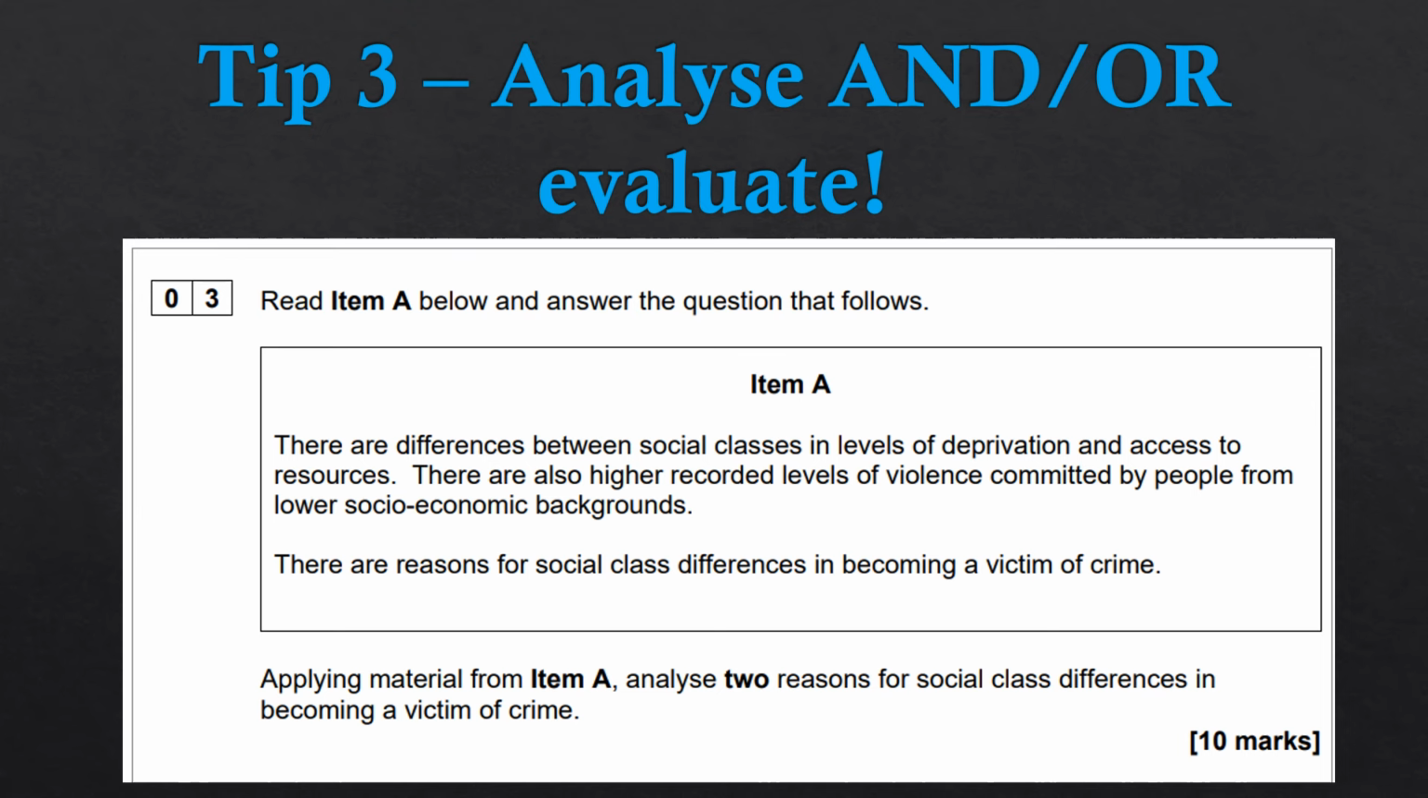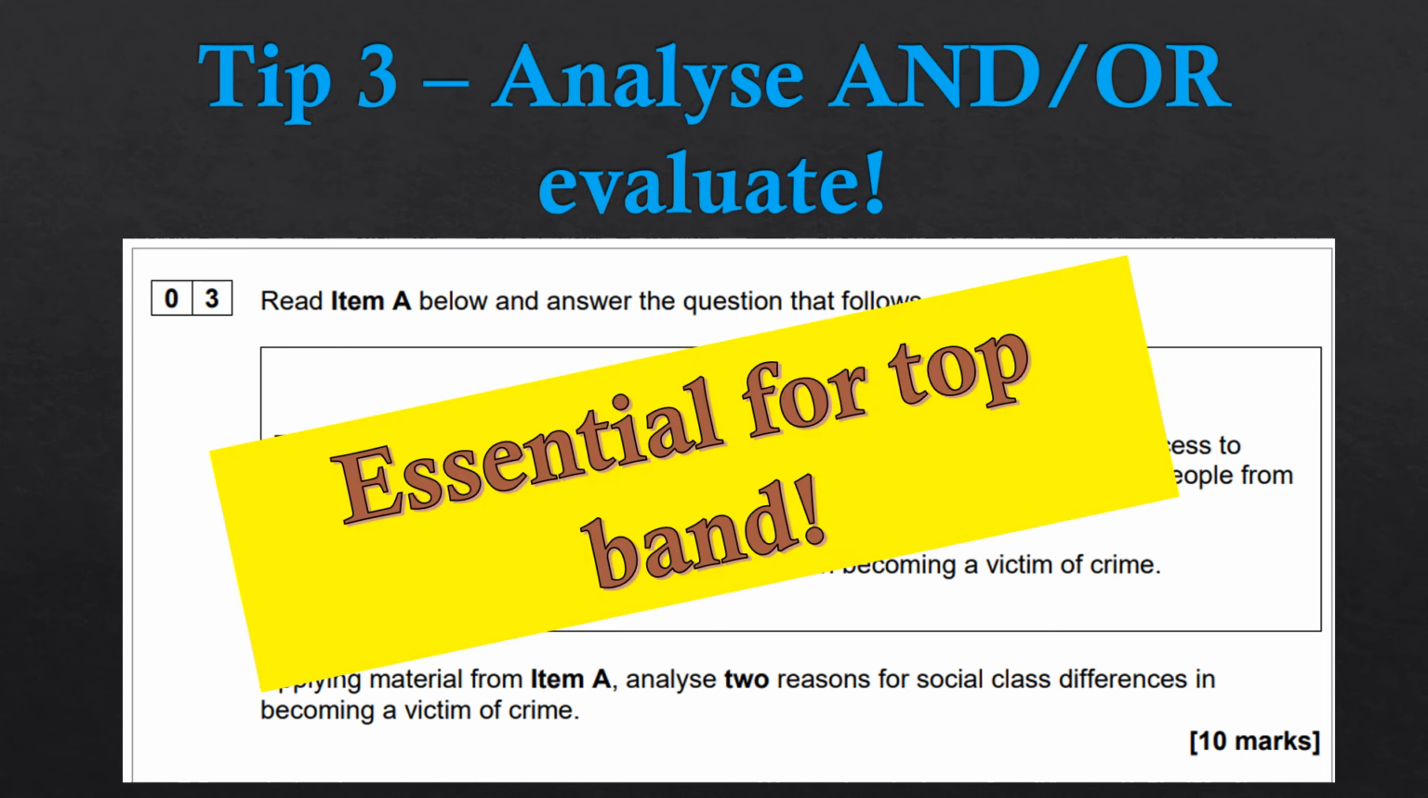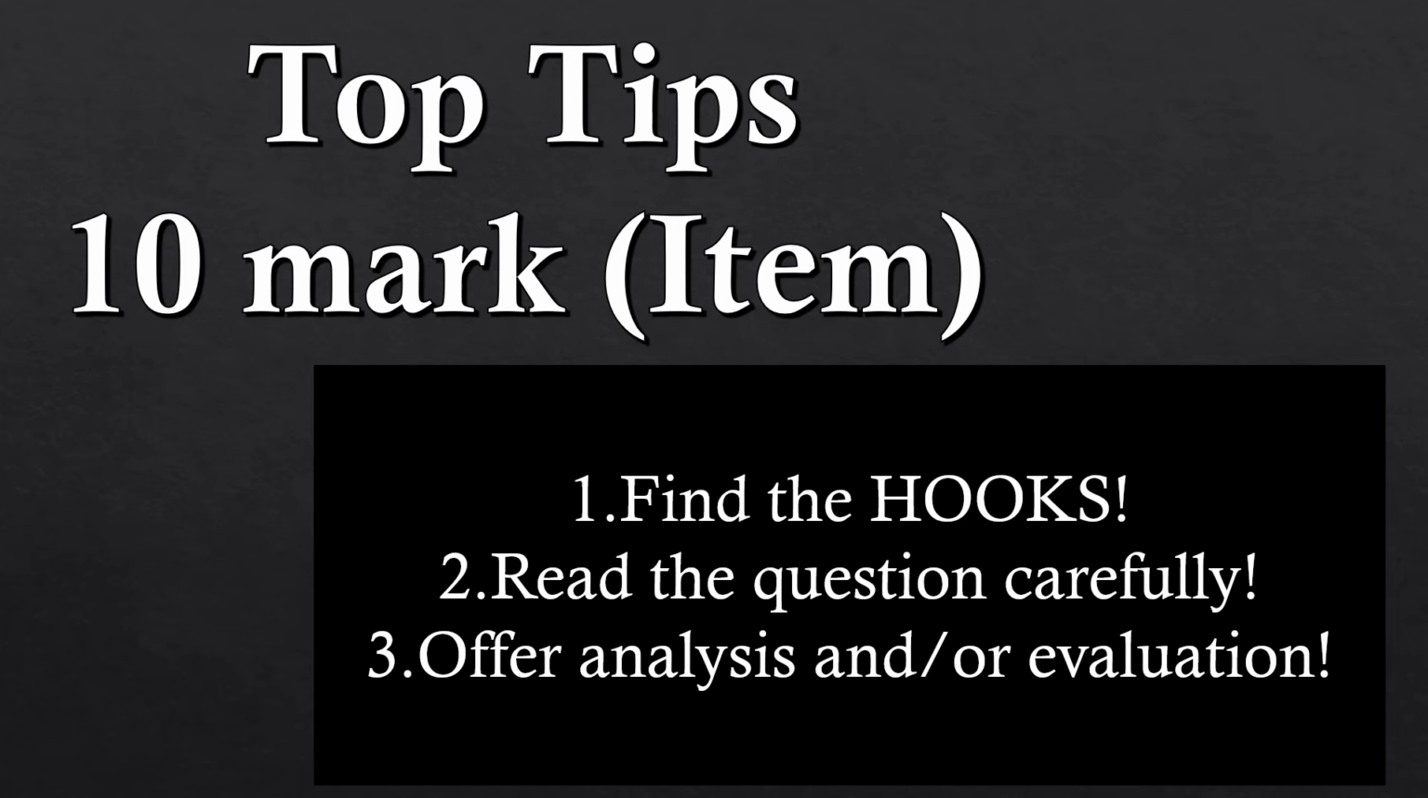However, you could evaluate this by suggesting the validity of crime statistics and even victim statistics, as often when people play a part in their own victimisation, they don't report it to the police because they fear getting into trouble themselves. So you can offer a bit of cheeky evaluation at the end. So top tip number 3 is make sure you analyse and or evaluate to secure your answer into the top band. So my 3 top tips for using a 10 mark with an item: make sure that you find the hooks, read the question carefully and offer analysis and evaluation.